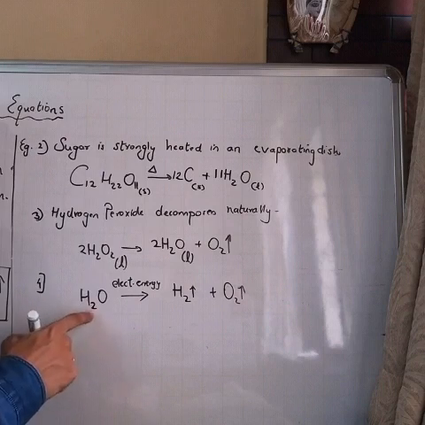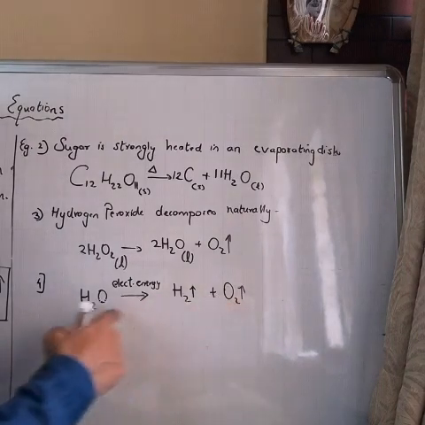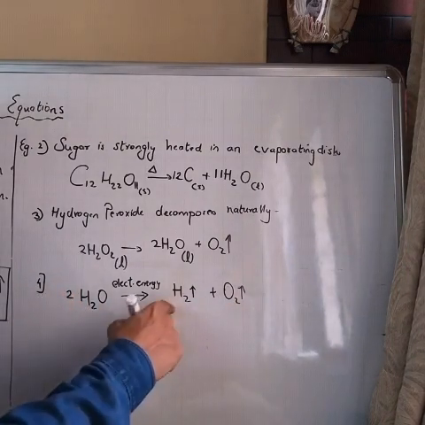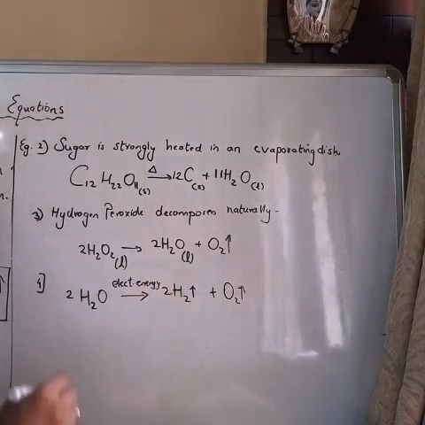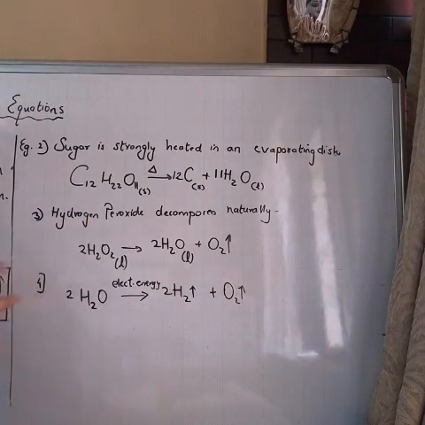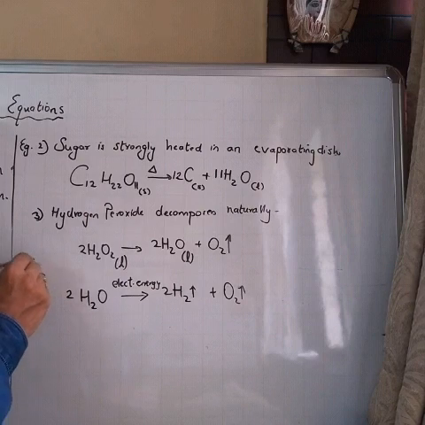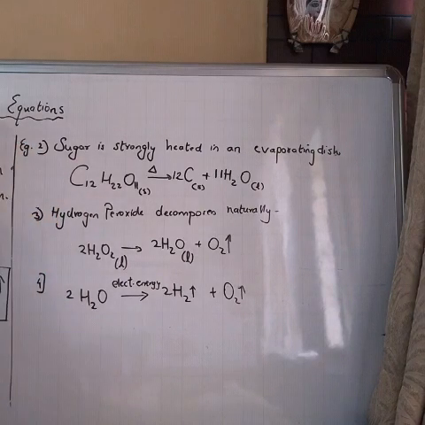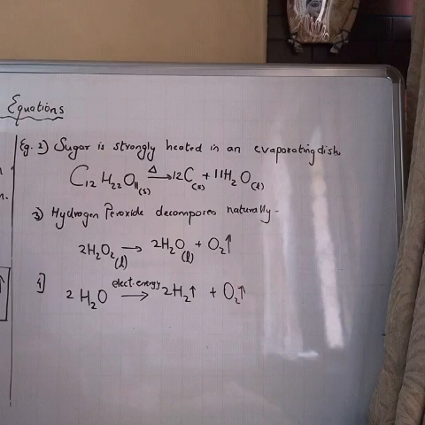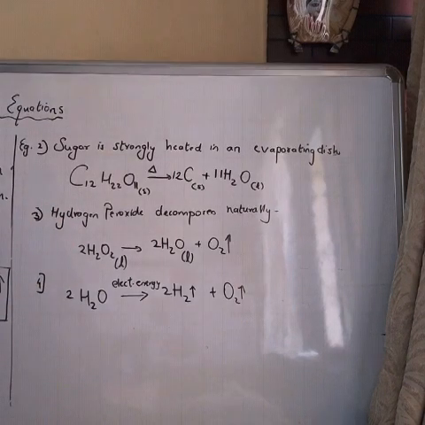Balancing part, hydrogen 2, 2, oxygen 2, 1. So I'll put 2 here, and here also I'll put 2. So the equation is balanced. These are the 4 examples we wrote for decomposition reaction, and all the 4 are very, very easy.